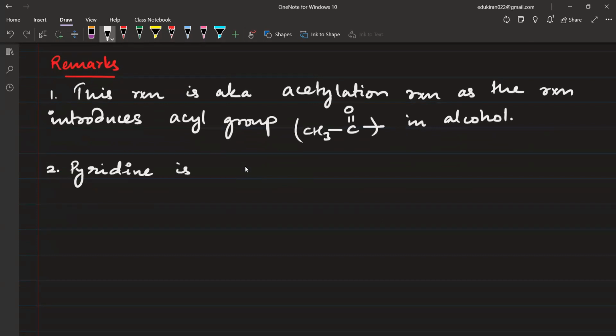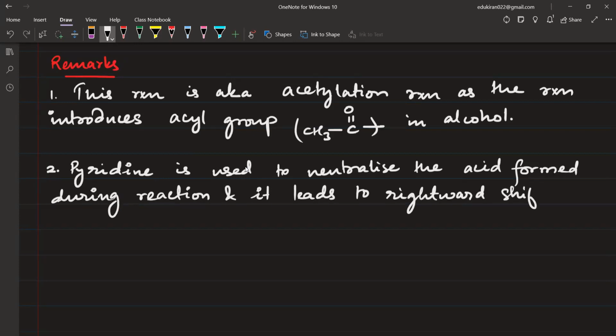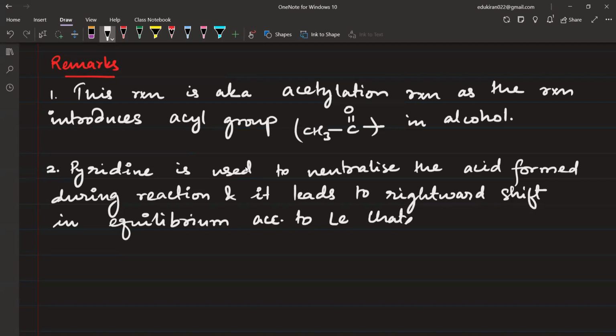Pyridine is used to neutralize the acid formed during the reaction, and it leads to a rightward shift in equilibrium according to Le Chatelier's principle.